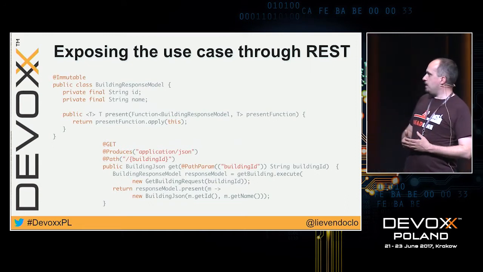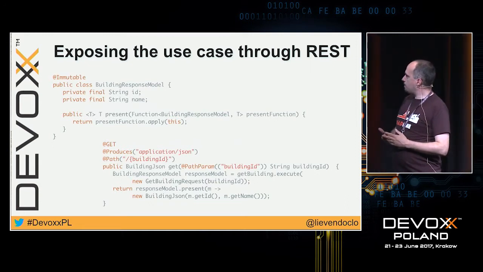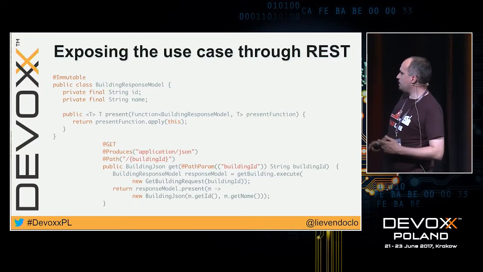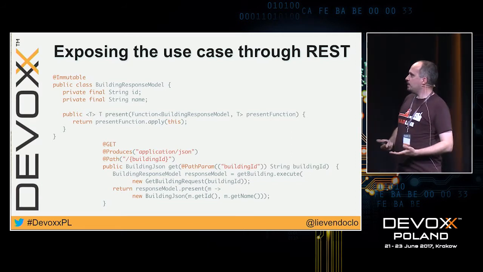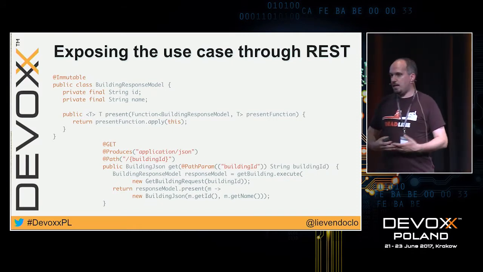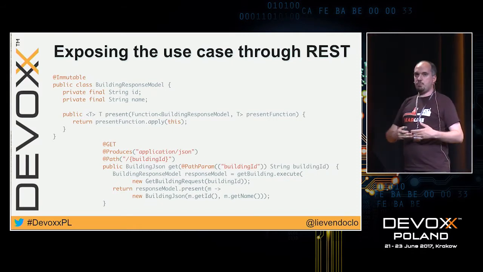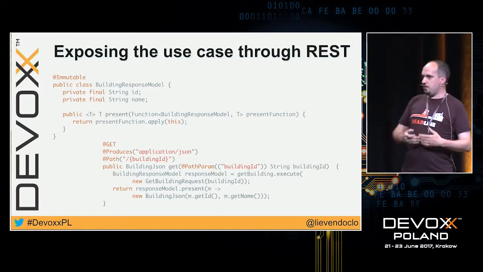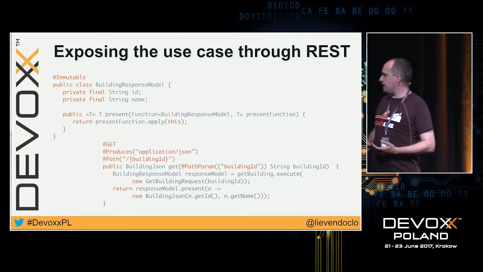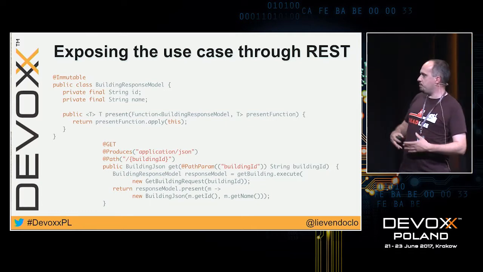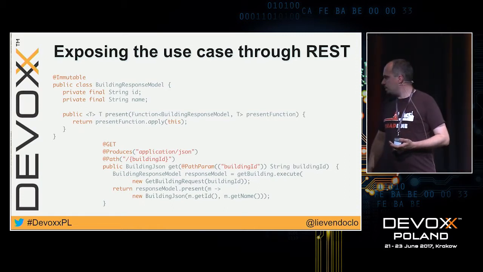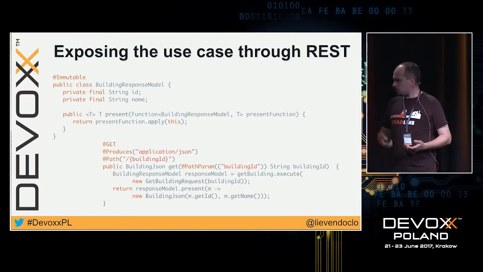Okay, and this is the way that you can use a presenter from a lambda perspective. So you have your response model, and you can add a function that allows you to present your model to something else. And that function will then be used inside the getter to build the building JSON instead of just making it directly from the data that is available.